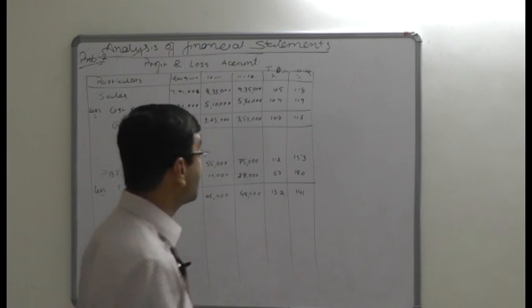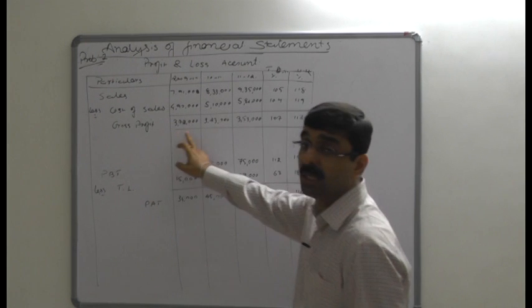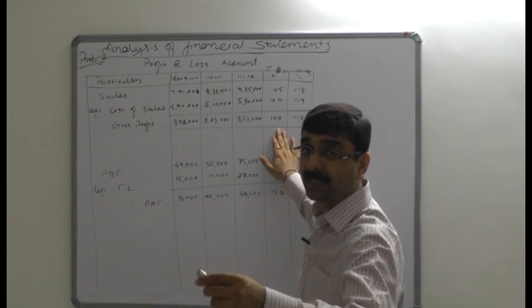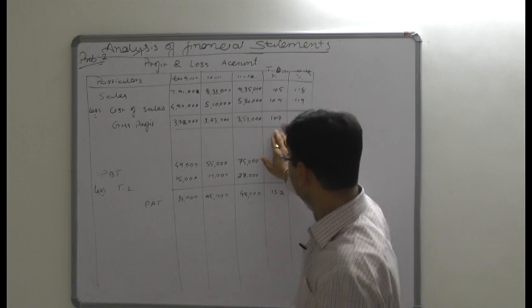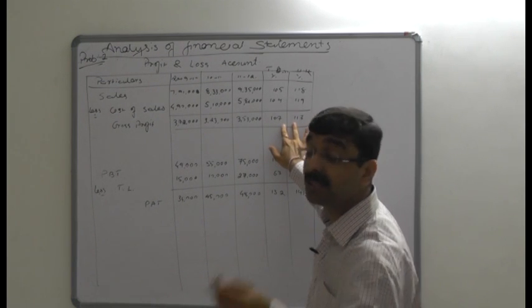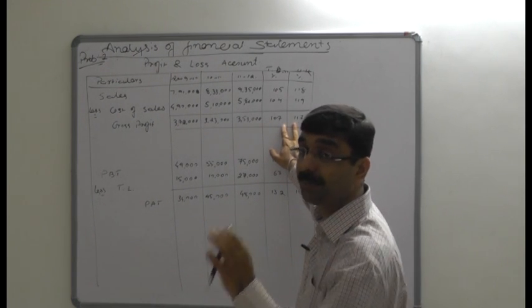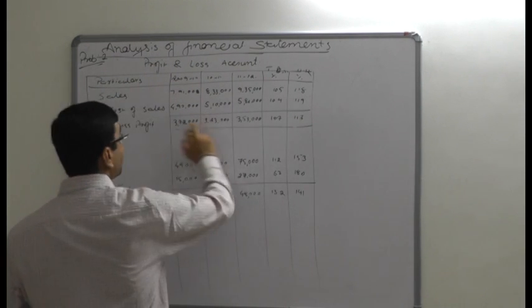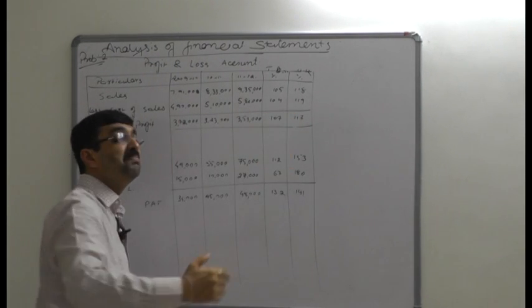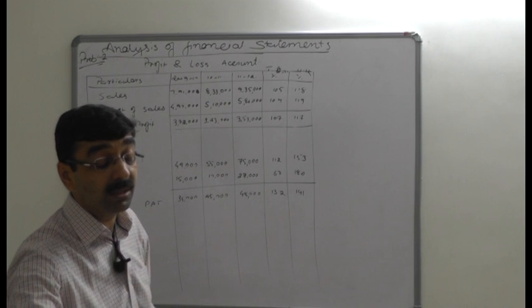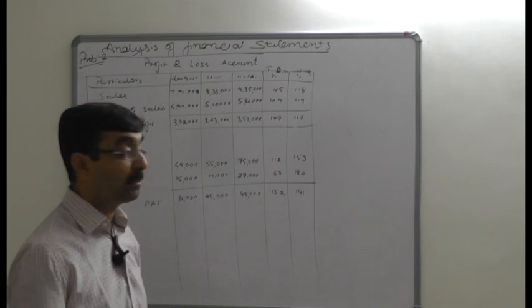This is the first analysis, and the trend analysis shows the picture. The gross profit is increasing. First it is 7%, then if you see, 10% is increasing. The trend is increasing, but simultaneously your cost of sales is also increasing in the same proportion, or maybe in some years more than the expected proportion.